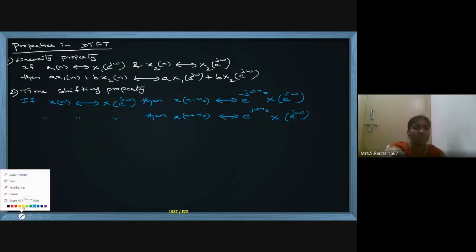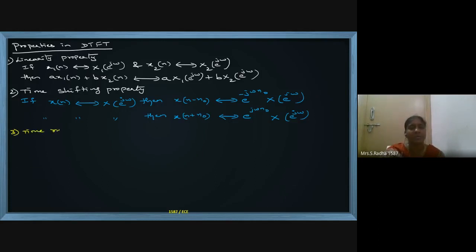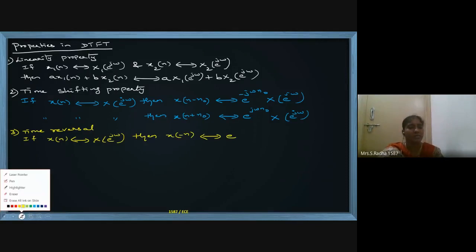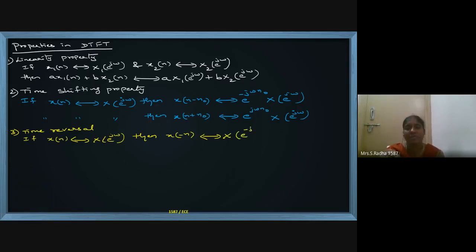The third property is the time reversal property. If x of n is present, its DTFT is x of e power j omega. Then if you have x of minus n, omega will become negative, wherever omega is there, only that will get a negative sign. The representation is x of e power minus j omega.